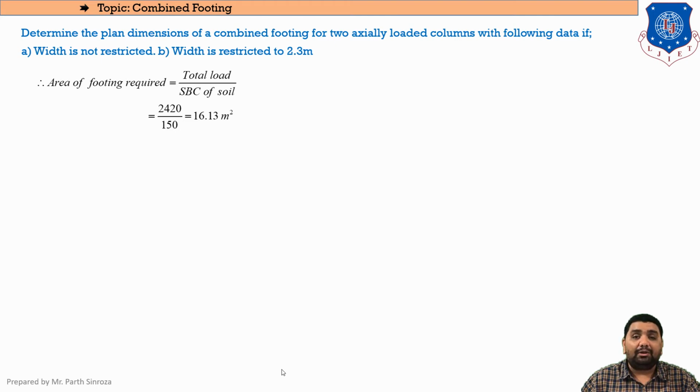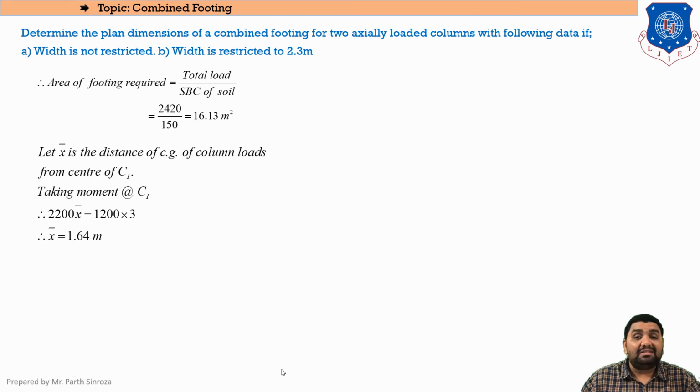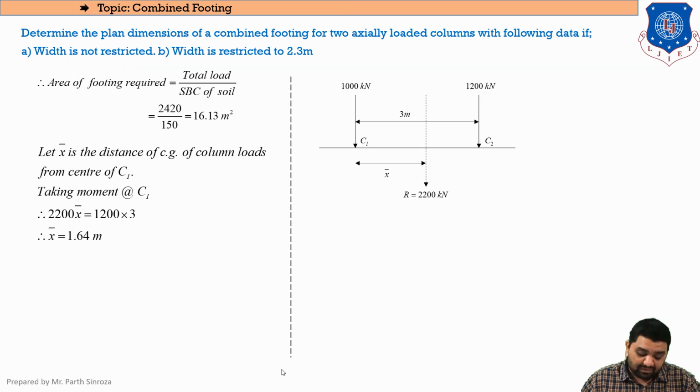Now if we had to design a square footing, we would just take the square root of this answer, and then provide the length and width of the footing. But in this case, we need to find the CG of this section, because as it is a combined footing, the loads are acting at eccentric points, and the actual CG of the footing will be at the center of the point. From this figure you can see the columns C1 and C2. The 1000 kN load is acting on column C1, the 1200 kN is acting on column C2, and both are 3 meters apart.